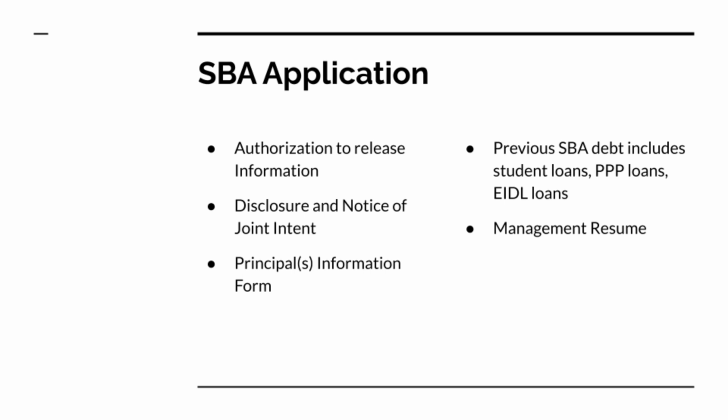And the principal information form is a bunch of standard questions asking if you ever defrauded the U.S. government, ever went into foreclosure, or any kind of those issues, especially with the U.S. government. And then it'll be listing your previous debt, and this is also debt with the government. This will be things like student loans or any previous SBA loans, including the COVID, PPP, and EIDL loans. And finally, they will ask for a management resume, which is a standard template you fill in the box, basically name, address, and work history.